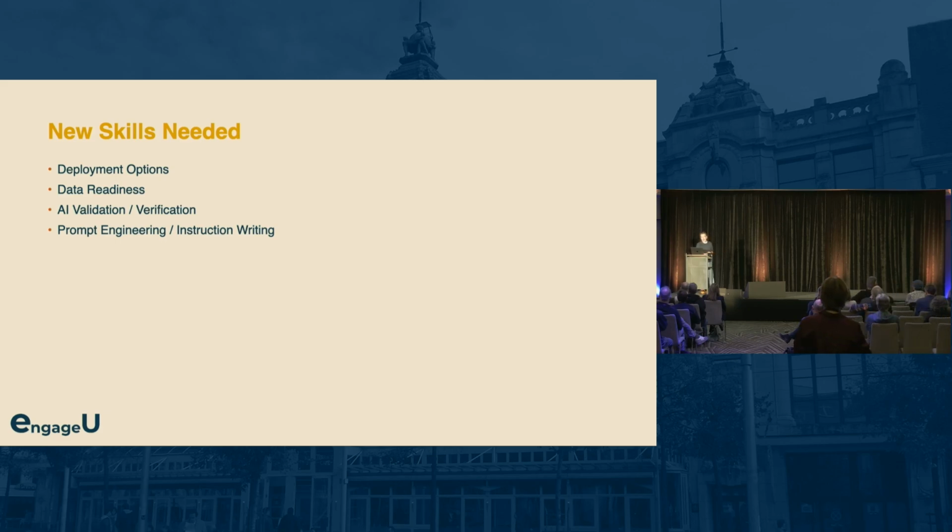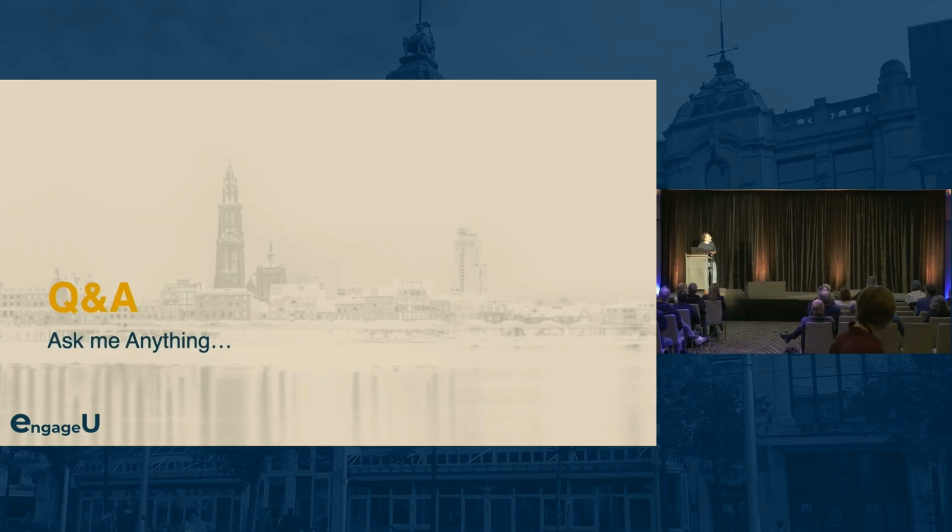So these are the four skills that we identified that we have to train ourselves on and train our developers on to make sure that we're in the best possible shape to build successful AI applications. And that's it. Ask me anything.